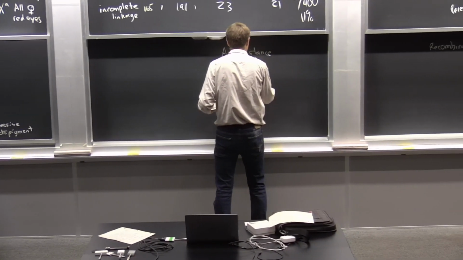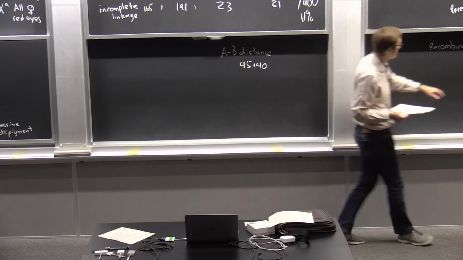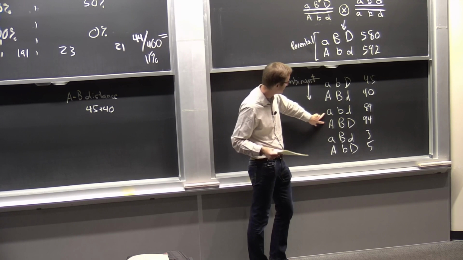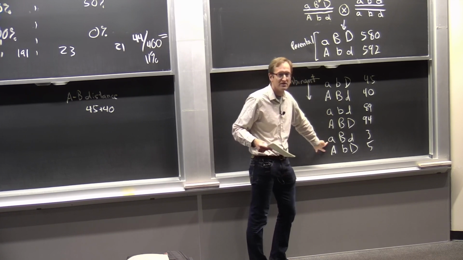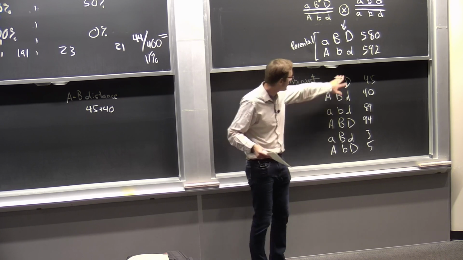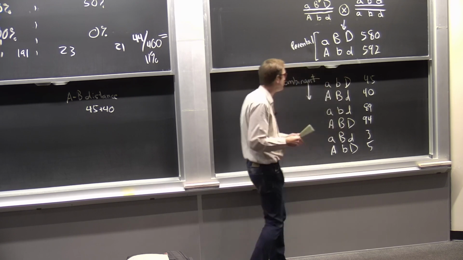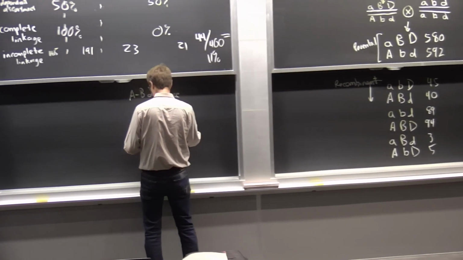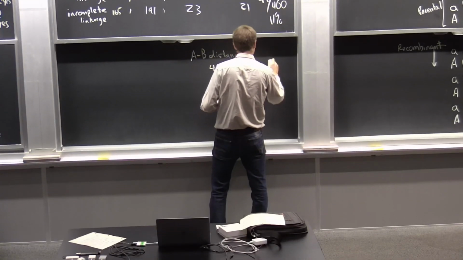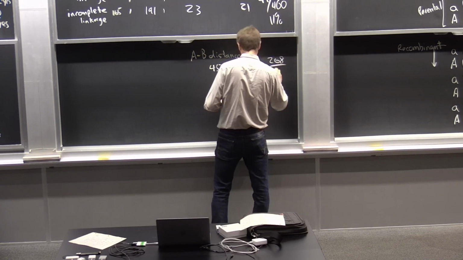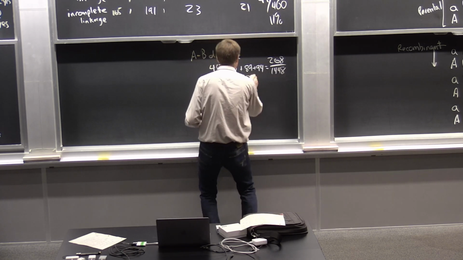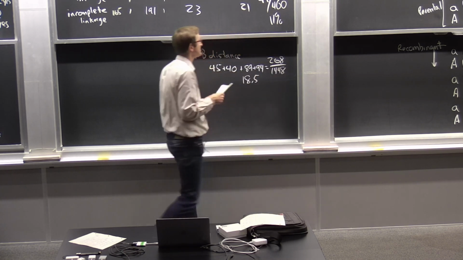So 45 plus 40. How about here? Recombination here or no? Yes, I'm hearing yes, that's correct. Here, recombination, yes or no? Carmen's shaking her head no, she's exactly right. So these are all the recombinants between A and B. So it's 45 plus 40 plus 89 plus 94, which equals 268 over a total progeny of 1448. And that gives you a map distance of 18.5%.